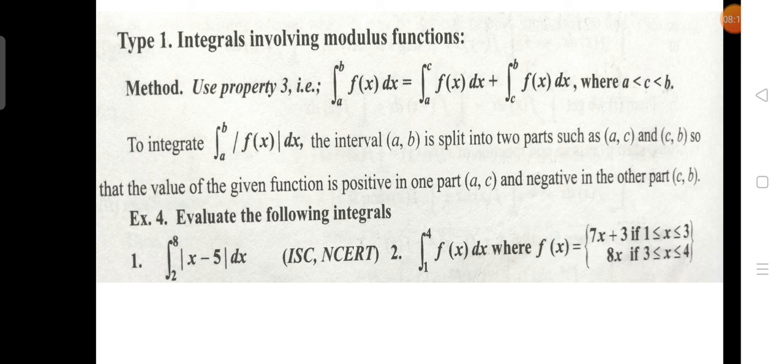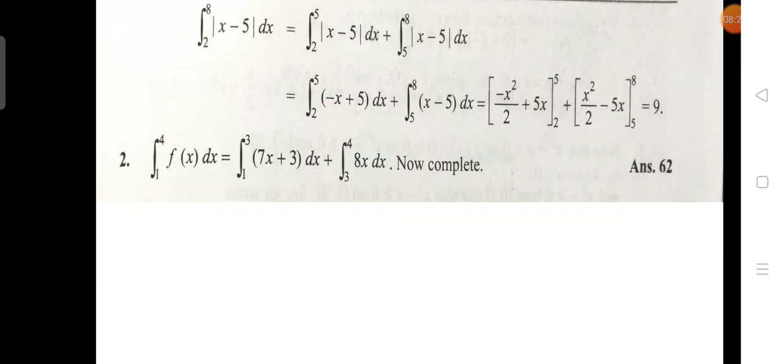So the first question is the integral from 2 to 8 of modulus of x minus 5 dx. What should you do? We can take c as 5. So the integral from 2 to 5 of mod x minus 5 dx plus the integral from 5 to 8 of mod x minus 5 dx. Then the first is minus x plus 5, interchanging that, and then you will get minus x square by 2 plus 5x with limits 2 to 5, and x square by 2 minus 5x from 5 to 8. Your answer is 9.